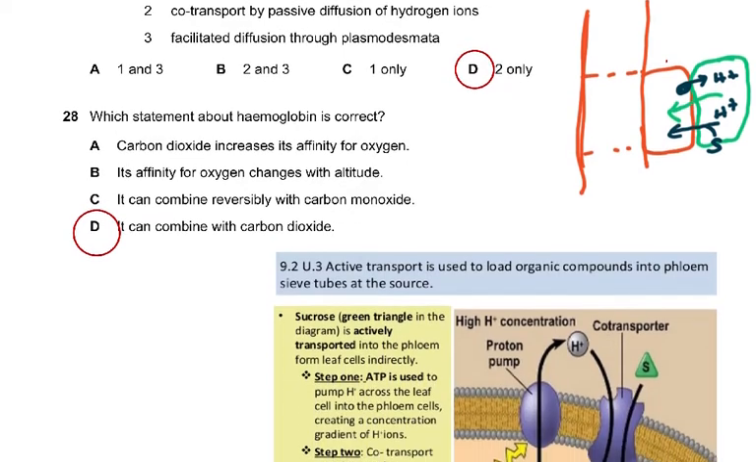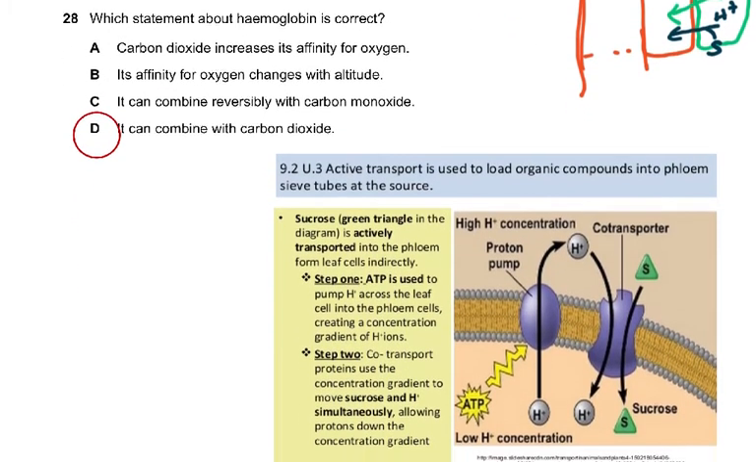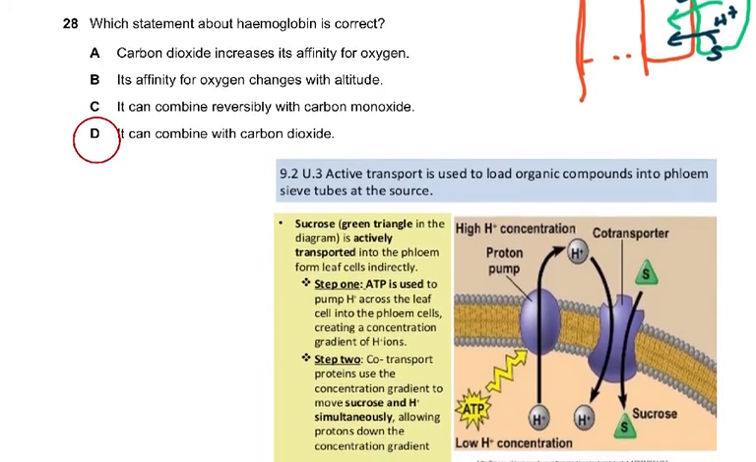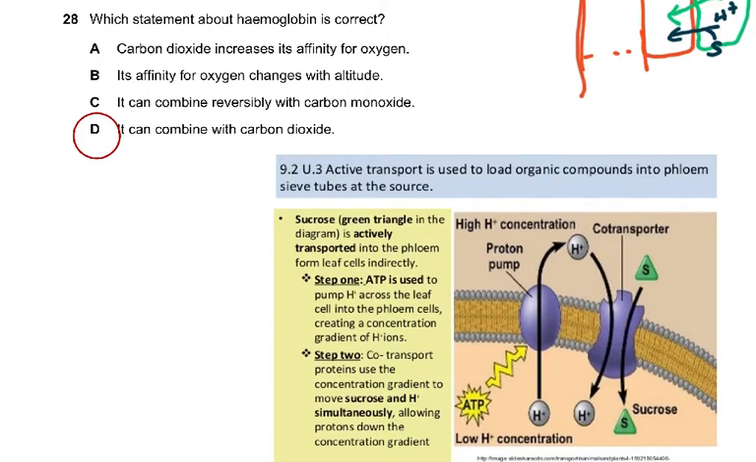Now if you look at question number 28, I've given you a little diagram with it. Which statement about hemoglobin is correct? Carbon dioxide increases its affinity for oxygen. Its affinity for oxygen changes with altitude. It can combine reversibly with carbon dioxide. And all of that was wrong, except that there's only one: hemoglobin can combine with carbon dioxide.